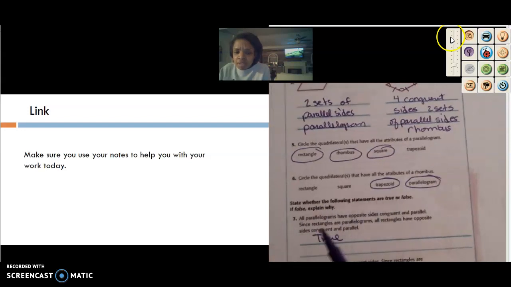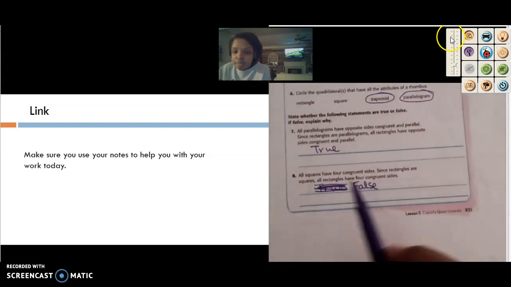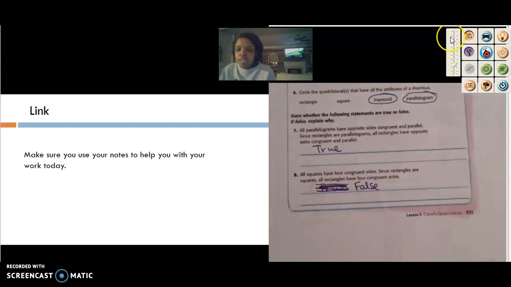State whether the following statements are true or false. All parallelograms have opposite sides congruent and parallel. This statement is true. And then this bottom statement, all squares have 4 congruent sides. It's rectangles or squares. All rectangles have 4 congruent sides. That is not true, as we know.